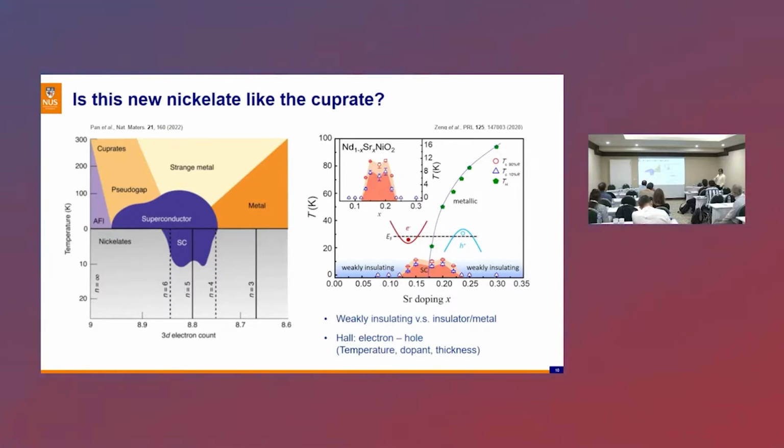So this change of the dominant carriers is not just a function of dopant and temperature. We also notice it as we play with the thickness of the system. So when we go from the very high thickness, high means around 10 to 15 nanometers, down to around 4 nanometers, then you also see a crossover of the dominant carriers.